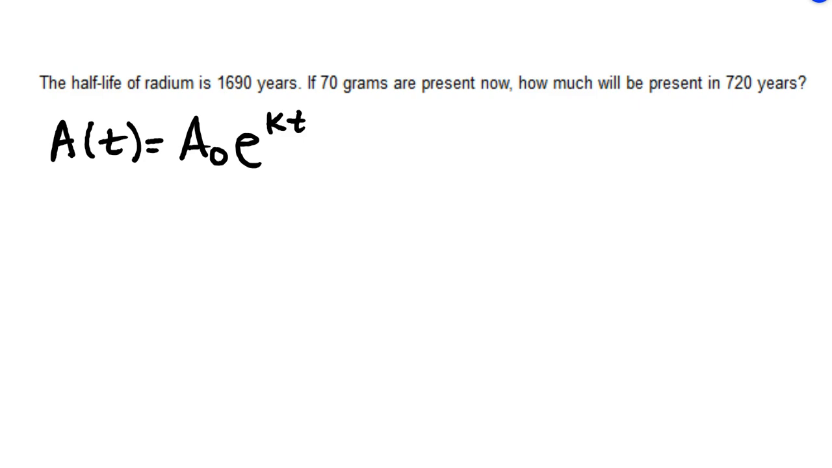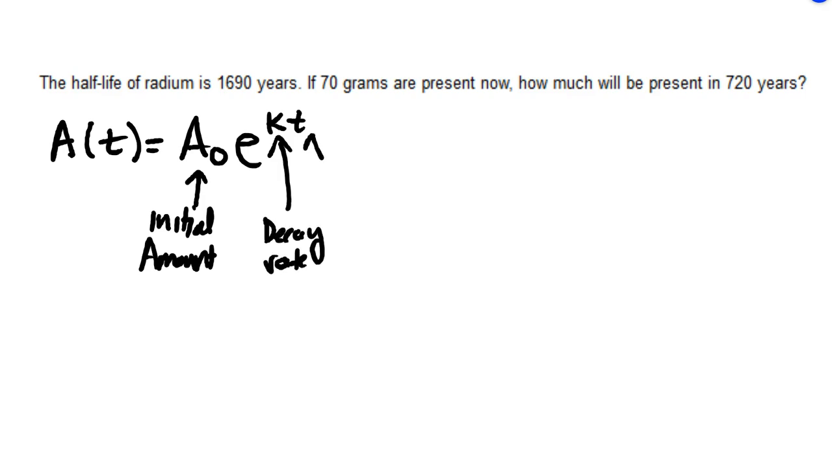If we look at the variables in this exponential decay model, we have A naught, which is our initial amount. We have k, which is our decay rate. And we have t for time. Looking at the second part of this question, we have 70 grams present now. That's our A naught, and we have how much will be present in 720 years. That's our time. So the only variable we're missing is the decay rate.